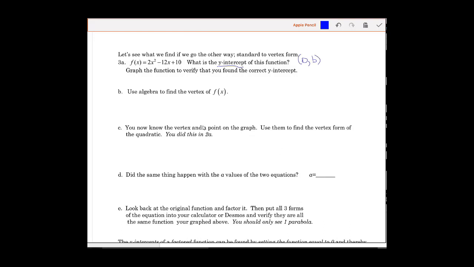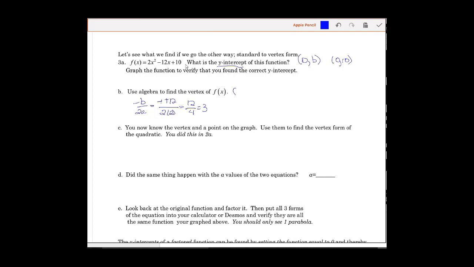If I let x be 0, first term cancels, second term cancels, and we have plus 10. So it would be 0, 10. If we use algebra to find the vertex of f of x, we would have negative b over 2a. Negative b would be the opposite of negative 12, so it's positive 12, over 2 times a, which is 2. So that's really 12 over 4, or 3.